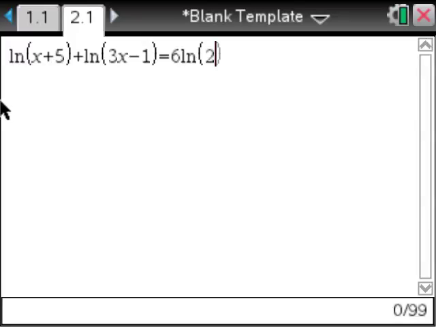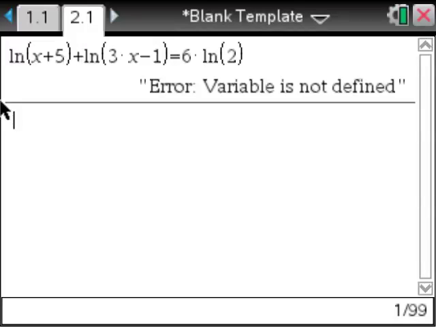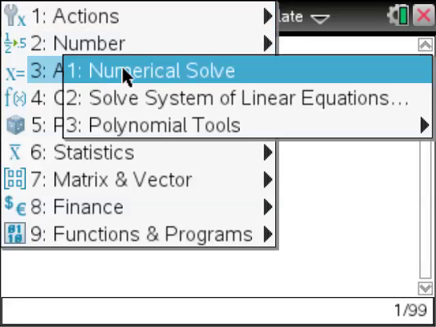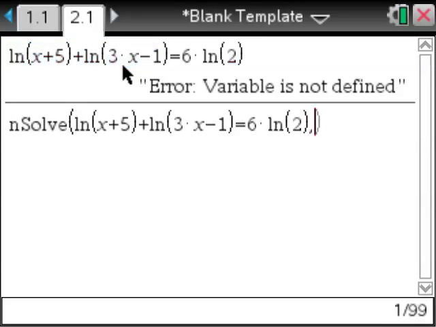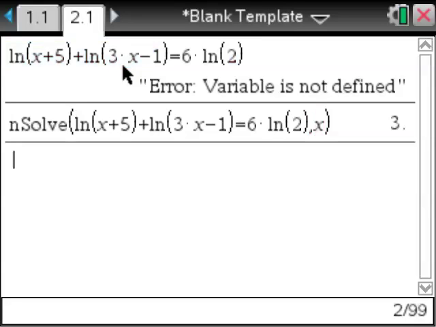Now when I press enter, it'll give me an error because it doesn't know the value of x, but if I now press menu, algebra, and choose numerical solve, and just paste that equation in and do comma x, it'll solve it for x, and we have a single value seemingly here. Now there might be other values, we need to just double check that.